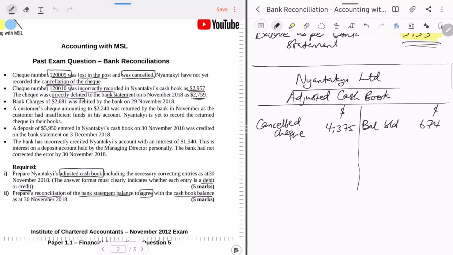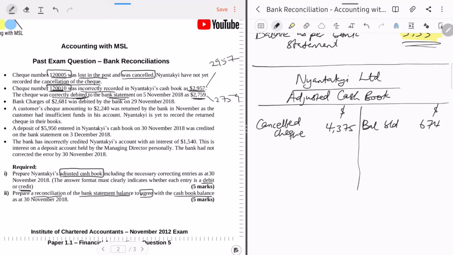Check number 12,010 was incorrectly recorded in Nyantechi's cash book as 2957. The check was correctly debited to the bank statement as 2759. Remember I told you that if the bank debits you, it means you must be what? You must be crediting your account. Remember? If the bank debits you, you must be what? Credit in your account. But hold on one second.